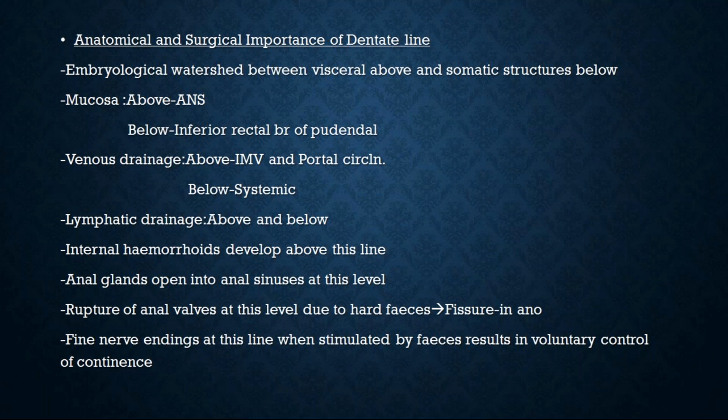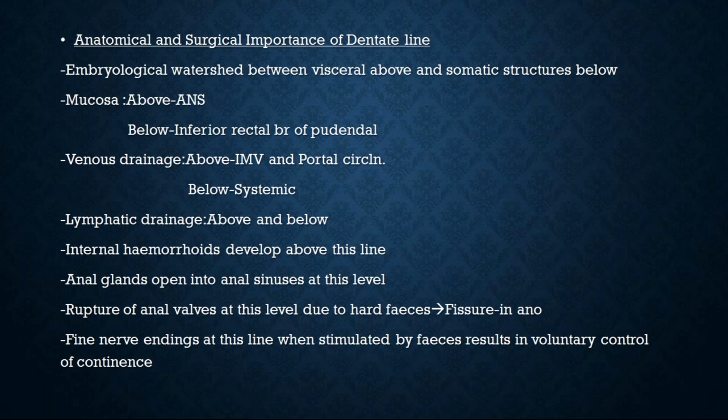Next, venous drainage: above, it is the inferior mesenteric vein, which joins with the splenic vein and forms the portal circulation with the superior mesenteric vein. So whatever drainage is there, it will go into the portal circulation. Below is the systemic circulation, draining into the internal iliac vein, so it will go into the systemic circulation.